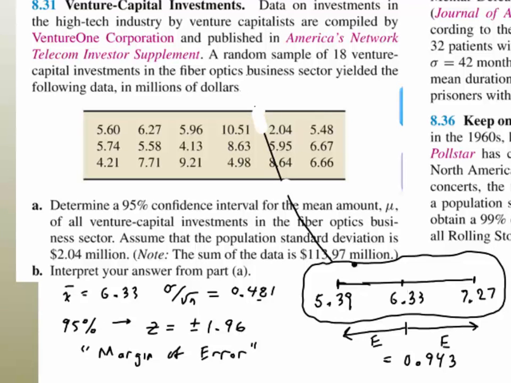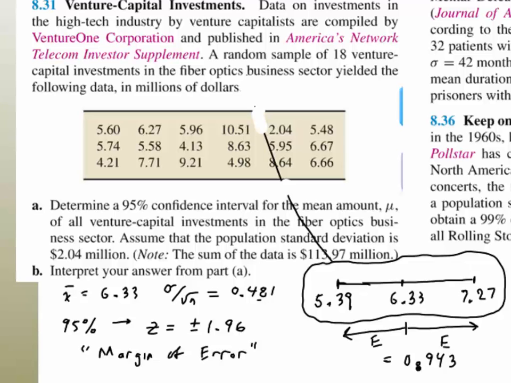So how does the margin of error relate to the entire width of the confidence interval? How does the margin of error relate to this whole width of this confidence interval? She says half. Yes, half. It's half the width of the confidence interval because it's the distance from the point estimate, the mean of the sample, out to the ends.